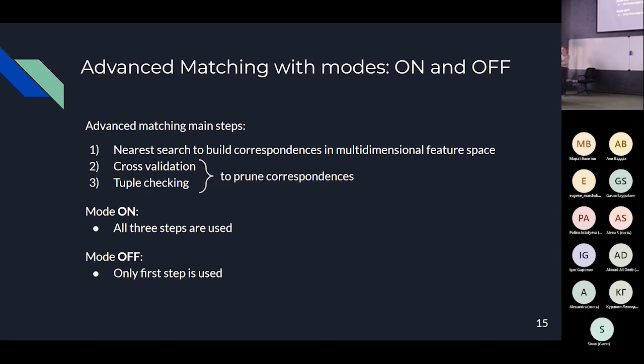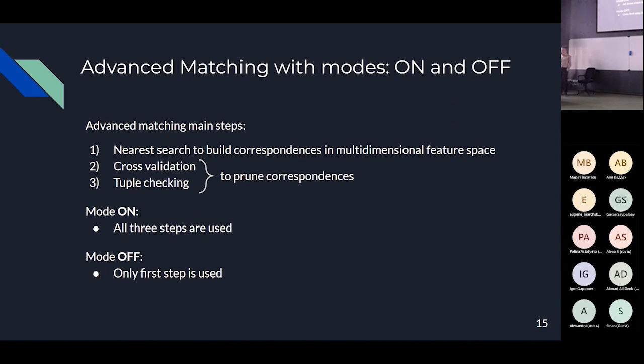Also important to say about advanced matching, as you will see in the next slides, that this submodel limits point cloud registration methods, fast global registration and Teaser++. This submodel consists of three steps: nearest search to build correspondences in multi-dimensional feature space, cross-validation, and tuple checking to prune correspondences. We use two modes of this submodel, mode on and mode off. Mode on means all three steps are used in this submodel, and mode off means only the first step is used.